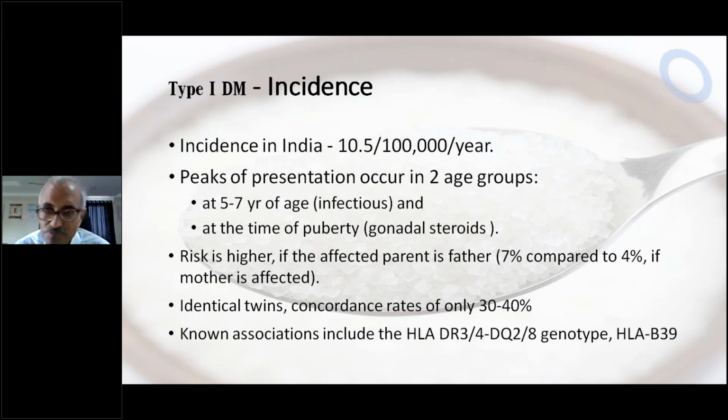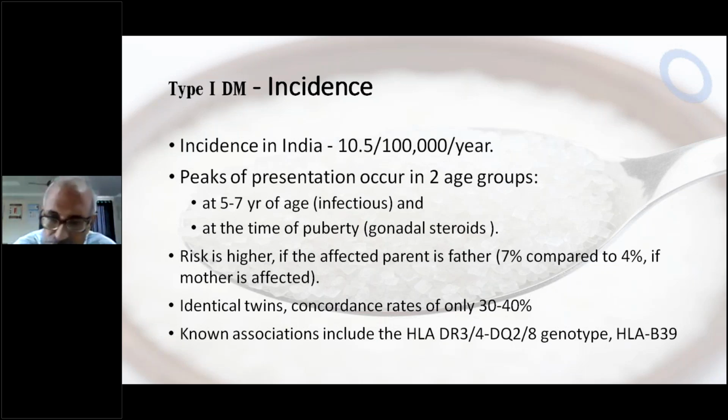There is a 7% chance of a subsequent child getting type 1 diabetes, whereas if the mother is affected, it is only 4%. And the concordance between identical twins is about 30 to 40%, less than 50% at least. There is also a very strong association with HLA types, human leukocyte antigens DR3, DR4, DQ2 and DQ8, and genotype HLA-B39. Several other genes are also involved. These are the common HLA associations. People with these markers are prone to develop type 1.